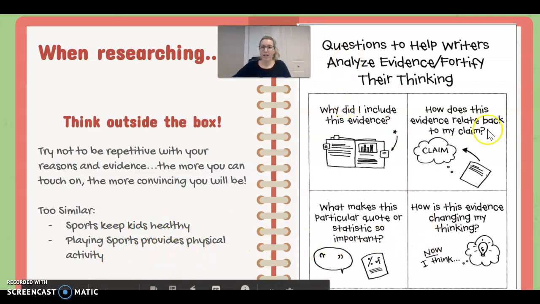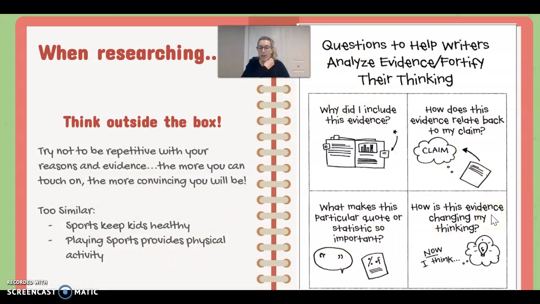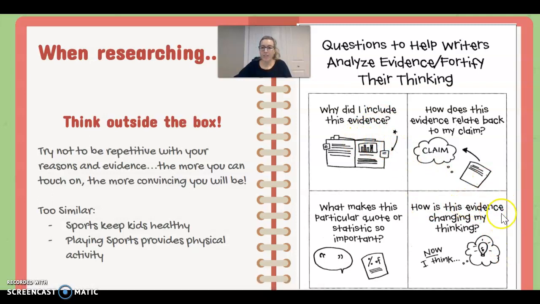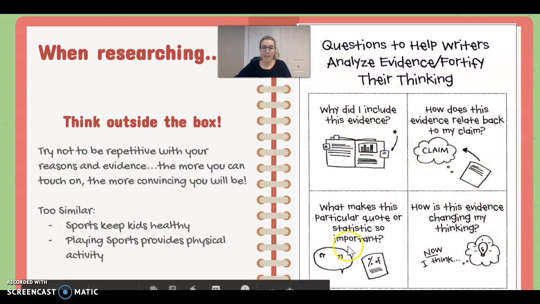Now, this is just a chart that we have seen before in our last session, and it's something to keep in mind when you are researching your evidence, things to think about. Why did I include this evidence? How does this evidence relate back to my claim? What makes this particular quote or statistic so important? And how is this evidence changing my thinking, or how will it change your audience's thoughts?